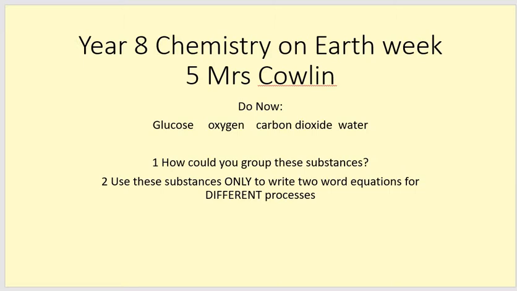Now, your do now is on the first slide here. You have got 4 substances named: glucose, oxygen, carbon dioxide and water. And I want you to do 2 things. First of all, think about how you could group them. There's a couple of different ways you can do that, not just one answer. And secondly, using only these substances, can you write 2 word equations for different processes?